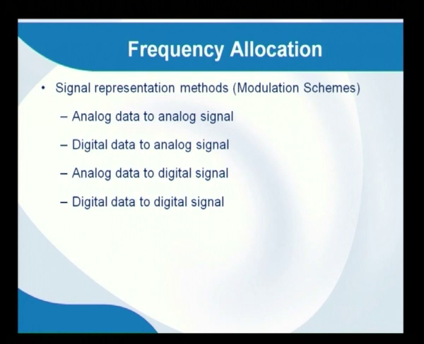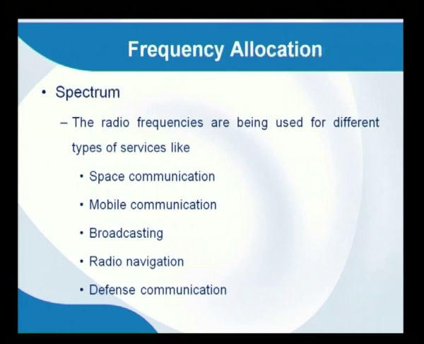The analog data can be converted into digital signal, as well as the digital data can be converted into digital signal. So these modulation schemes are chosen based on the different applications and the available medium. Spectrum is a collection of radio frequencies. Now the radio frequencies are used for different kinds of services. They include space communication, mobile communication, broadcasting, radio navigation and defense communication.